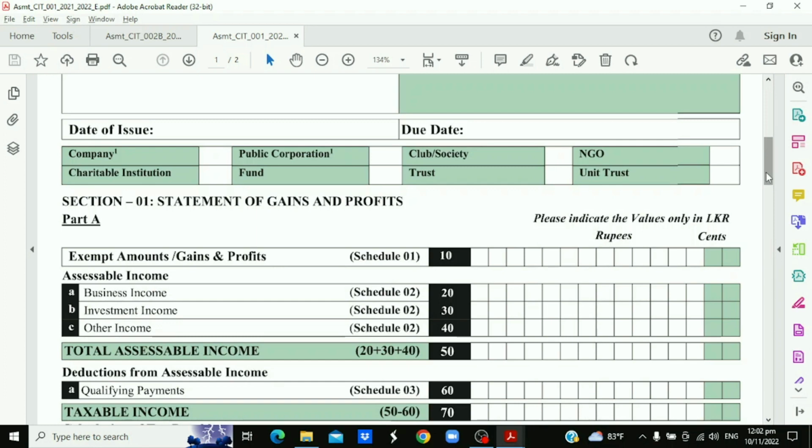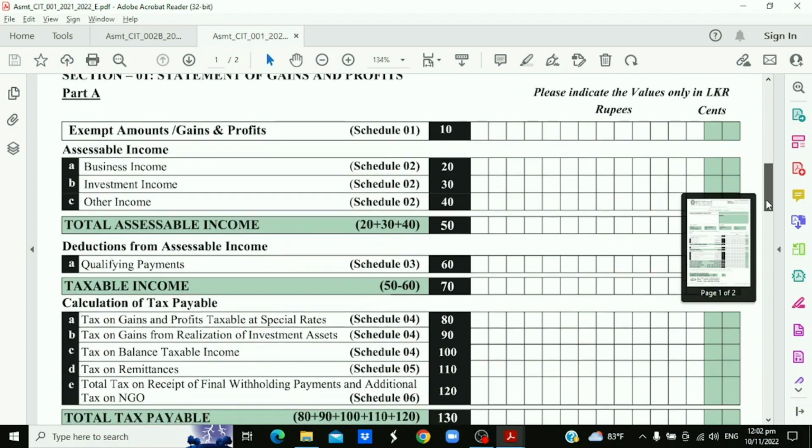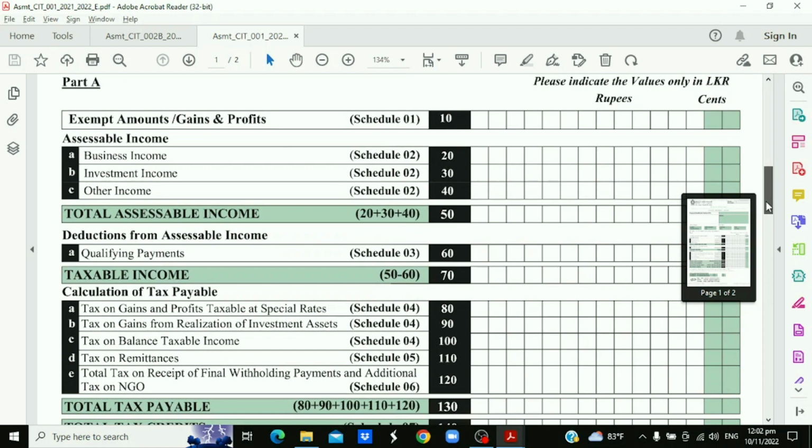Once you complete these qualified questions, the system automatically provides the relevant schedules to you, and then you can complete them. Here I am supposed to discuss Part A of this return. Part A of this return has some summarized data. Without completing the respective schedules, you may not be able to get the summarized data, and you may not be able to complete those cages.